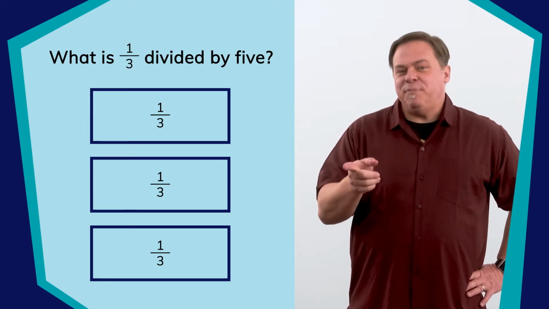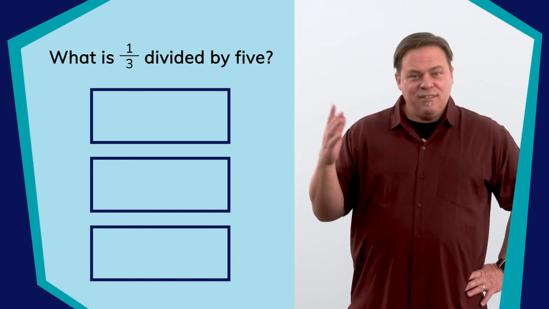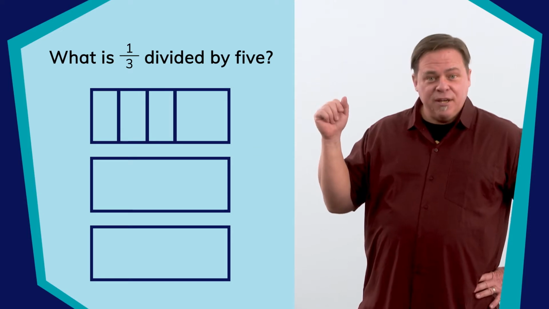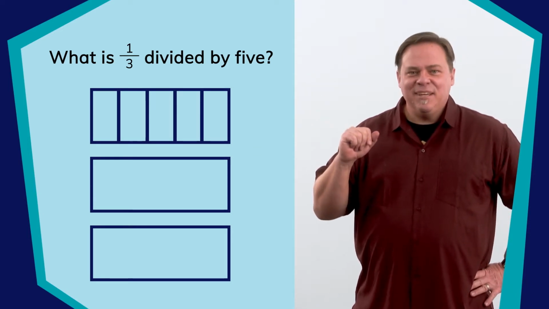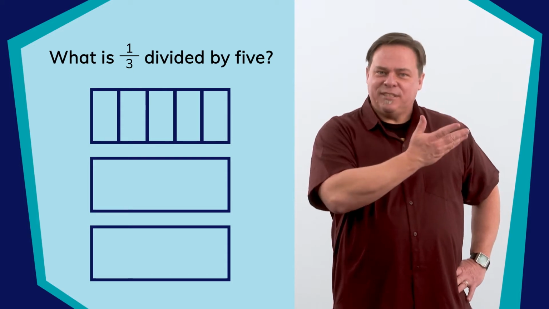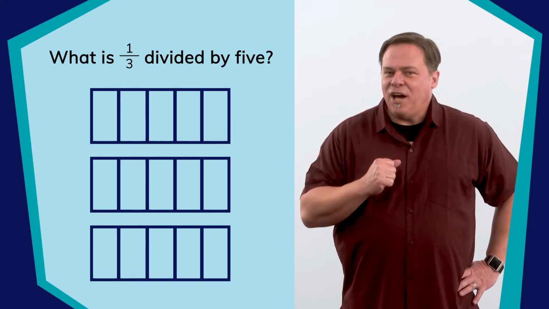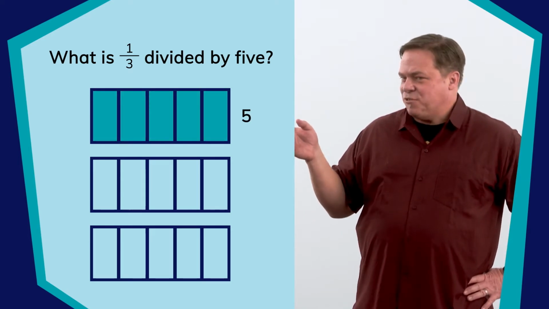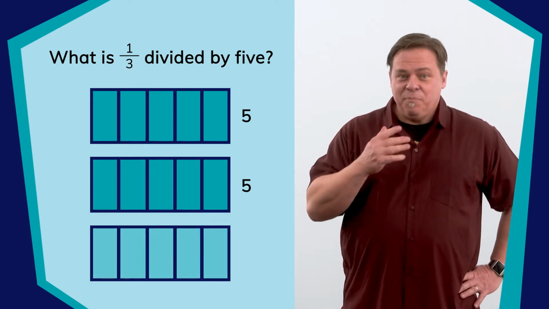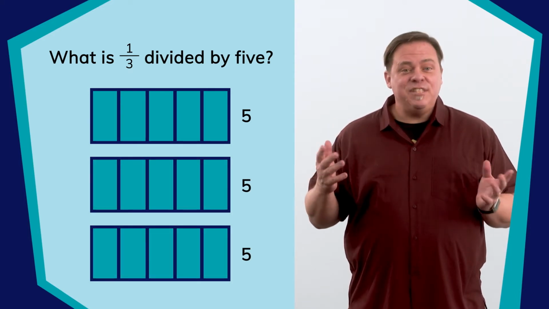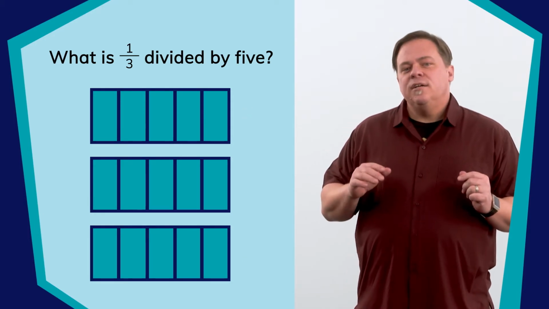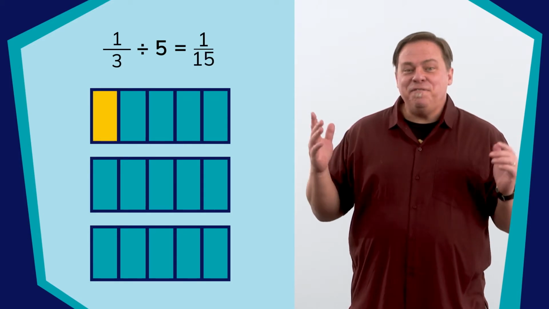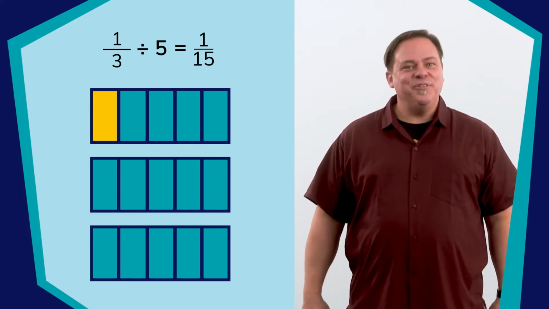Since each day has to be divided into 5 parts, I'll separate the rectangles into 5 sections. 1, 2, 3, 4, 5. There. Now I'll do the same for the other 2 rectangles. How many total parts are there? Let's count them. 5 in this rectangle, plus 5 more, plus the other 5, that's 15 total parts. So, how much does one person eat in a day? 1/15 of the total food.